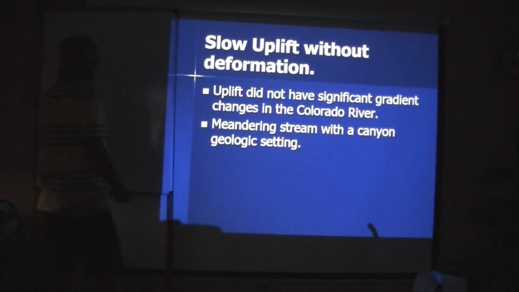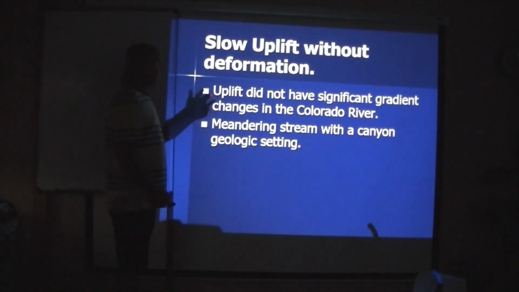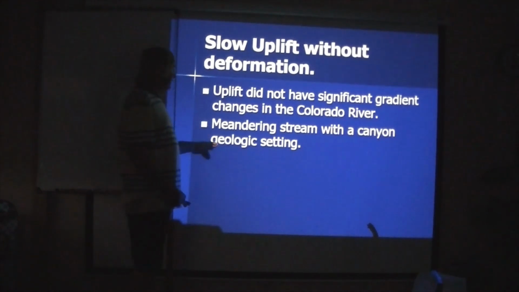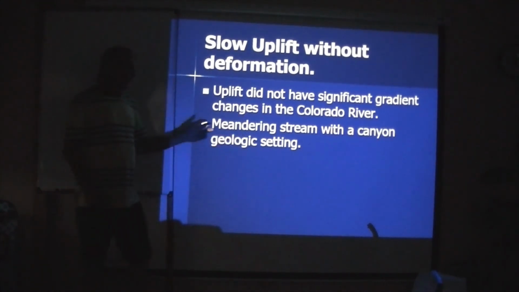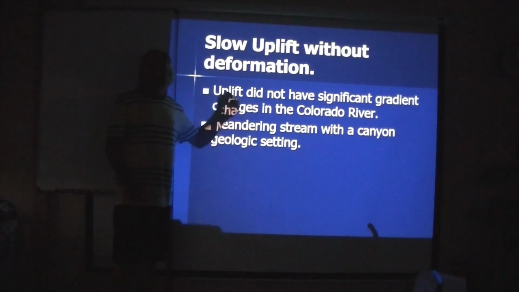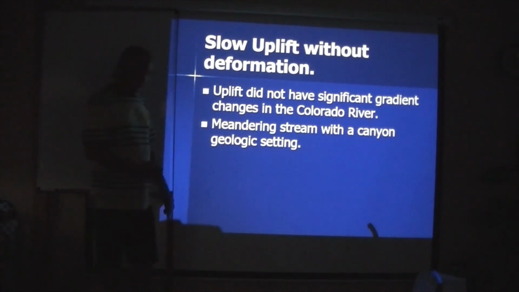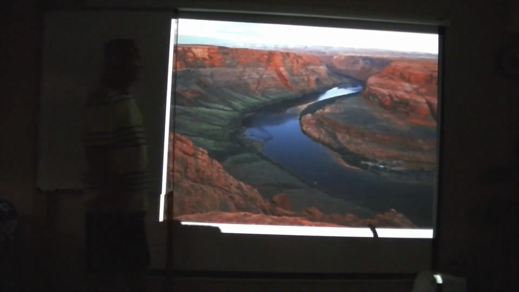So uplift did not have a significant gradient change, and so this meandering system within a canyon is very unique. There's only one other place we see this in the world today, and that basically is in Australia. They're almost the same sequence there. So a meandering stream in a mountain area is very rare.